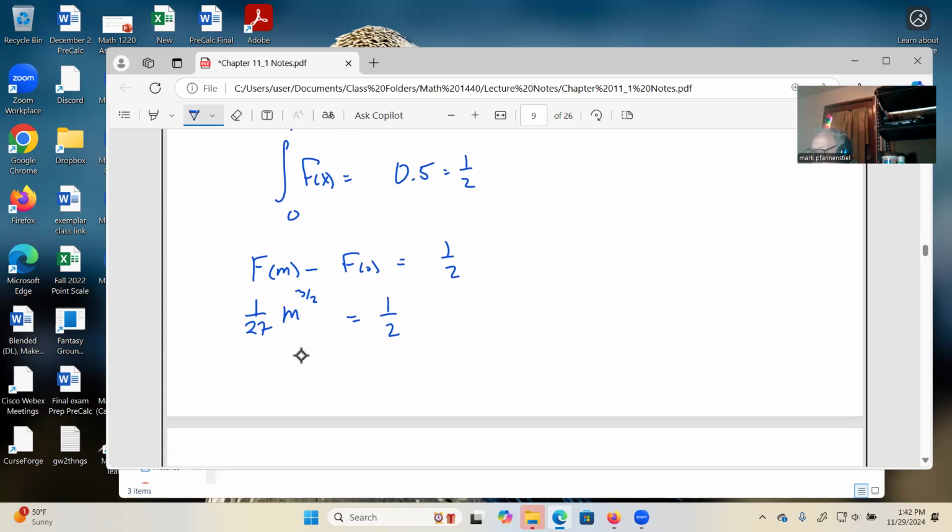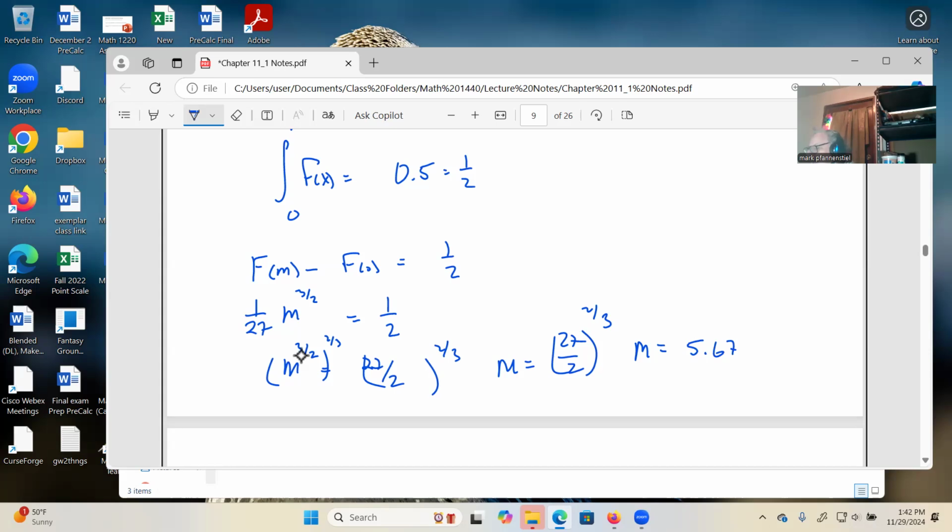Then m raised to the 3/2 power equals 27 halves. Going back to our algebra class, we undo this by raising both sides to the 2/3. And we have our median is equal to 27 halves raised to the 2/3 power. I ended up with my median being 5.67. That means half the probability is before 5.67, half the probability is after 5.67. That would be the median. That's how we figure that out.